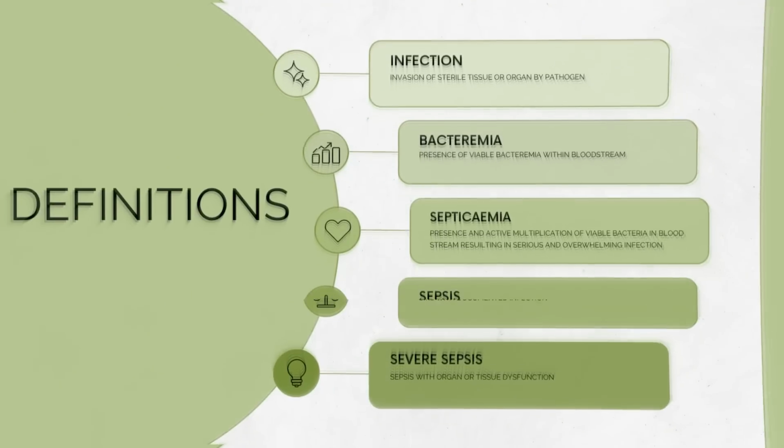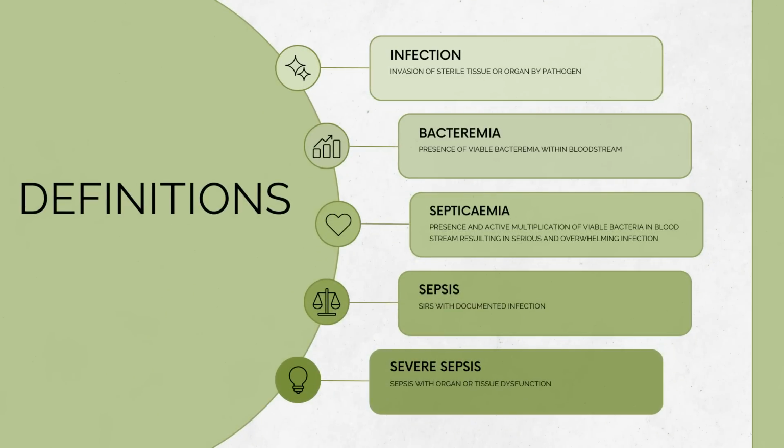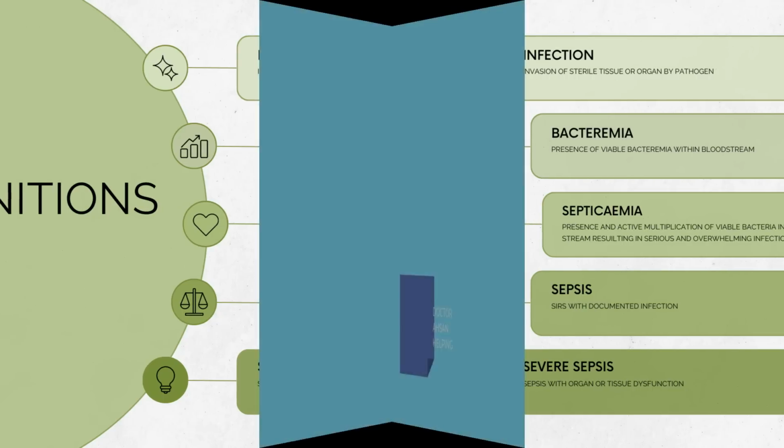Before proceeding to sepsis, we will be looking at some basic terms, which will include infection, what is bacteremia, and what is septicemia, and then we will be talking about sepsis. After sepsis, we will be discussing severe sepsis, septic shock and septic syndrome in brief. So let's begin with sepsis.